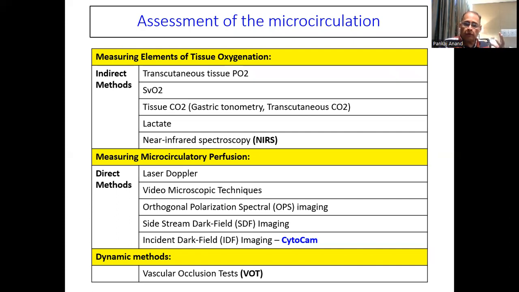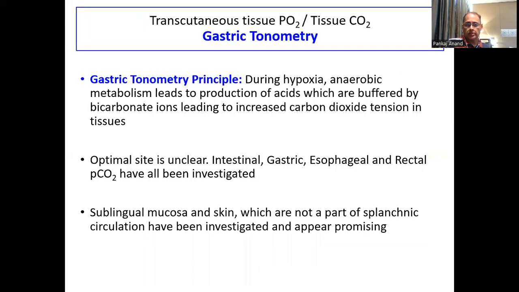You could be measuring the perfusion at the microcirculatory level, which could be by the direct methods, which are the laser Doppler, the video microscopic techniques, the OPS, SDF, or the cytochem IDF, or the dynamic methods like the vascular occlusion test. Let me first talk about gastric tonometry.